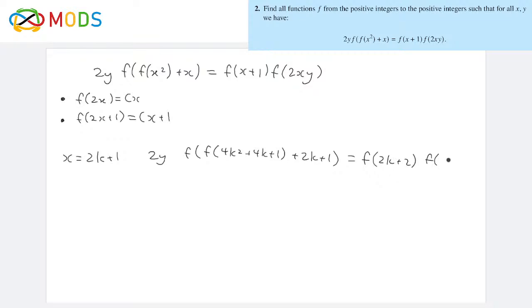oh god. No, 2xy is easy. Right, it just becomes cxy. What, does it? Oh, right, yeah, no, xy is even, you're right.